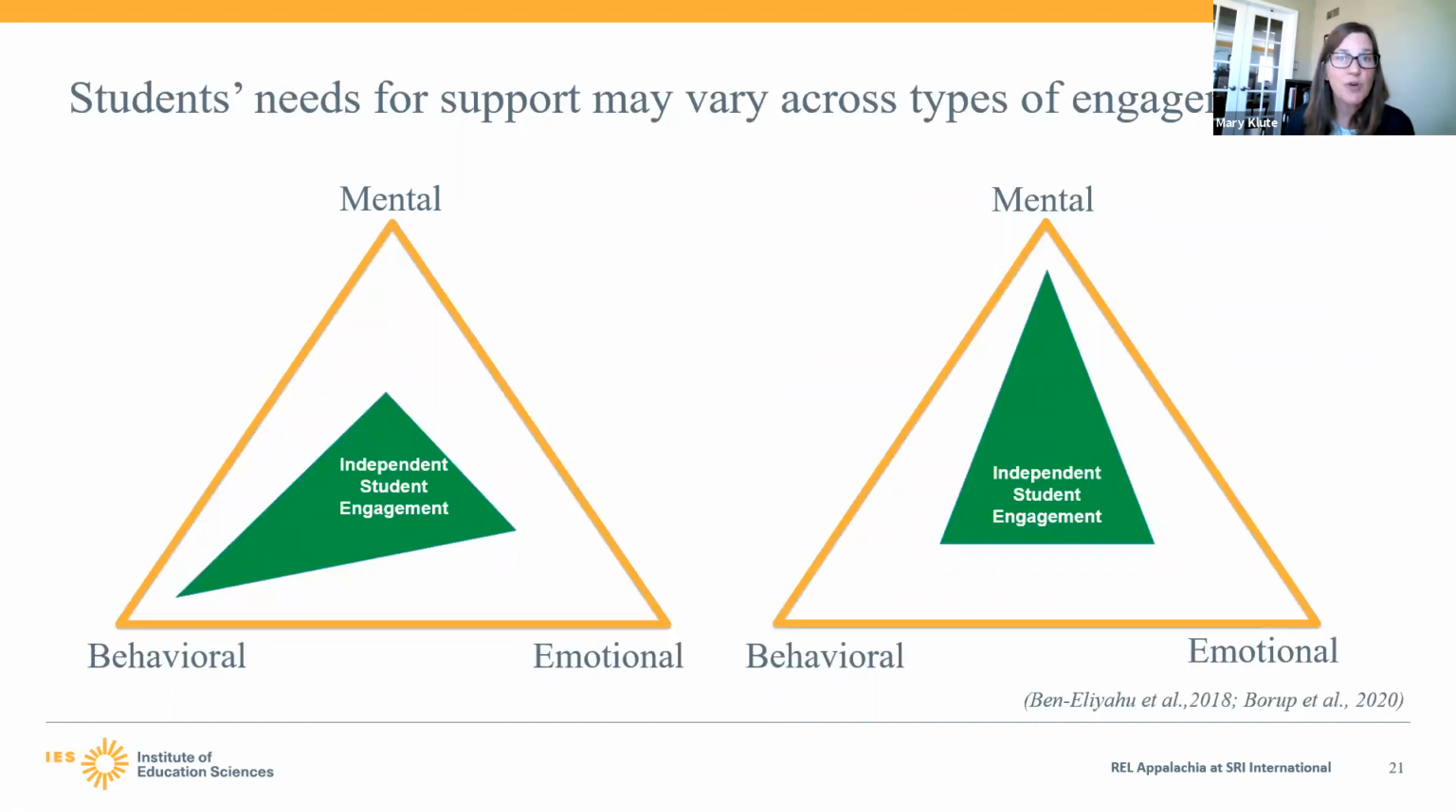In the figure I just showed, the gap between what students can manage on their own and what was required is equal for all 3 types of engagement. It doesn't always have to be that way. Some students may need more support for one type of engagement than another. The size of the gap between what is needed and what a student can manage on their own can vary across the 3 types, from student to student and from subject to subject.